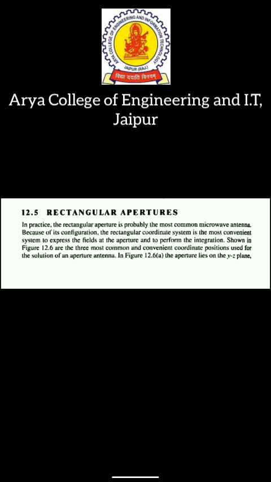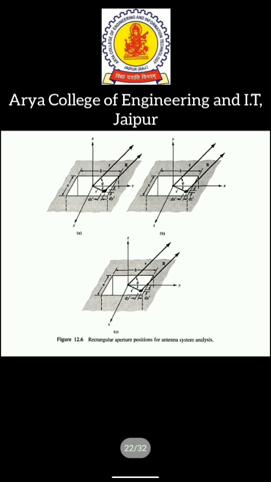Now for rectangular aperture antennas, we are always going to take into consideration the rectangular coordinate system, which is defined as the best system to express the fields at the aperture and to perform the integration due to its rectangular configuration. Here below are the three most common and convenient coordinate positions used for the solution of an aperture antenna. In figure 1, figure A, the aperture lies on the YZ plane. In figure B, the aperture lies on the XZ plane, and in figure C, the aperture lies on the XY plane.